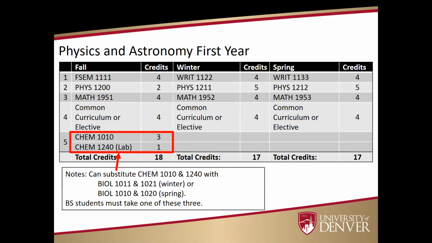Physics would like you to start your math requirements. So this, in the 1951 is Calculus 1. That would be your 3rd course. And your 4th course would be a common curriculum or an elective.